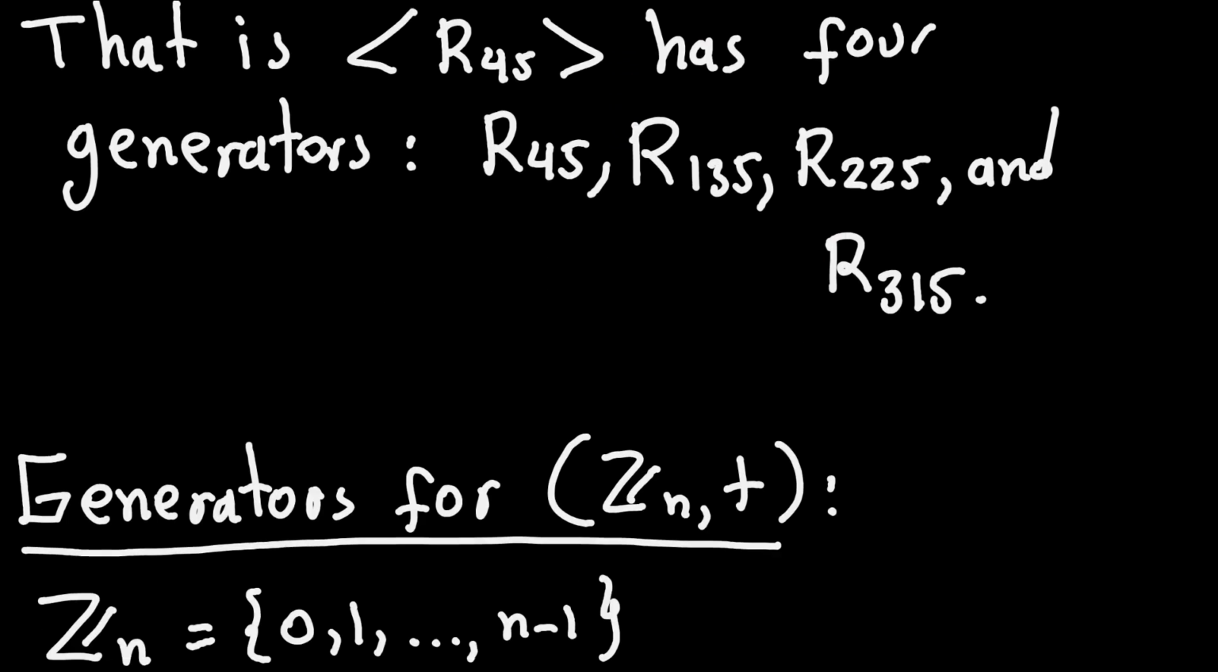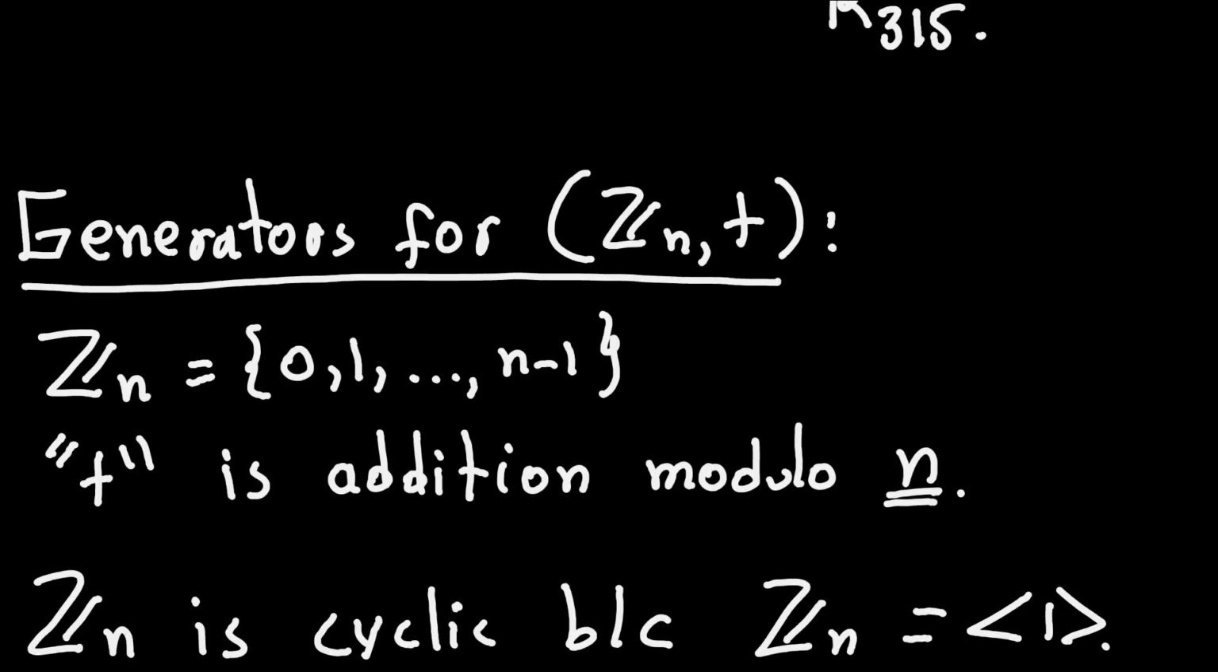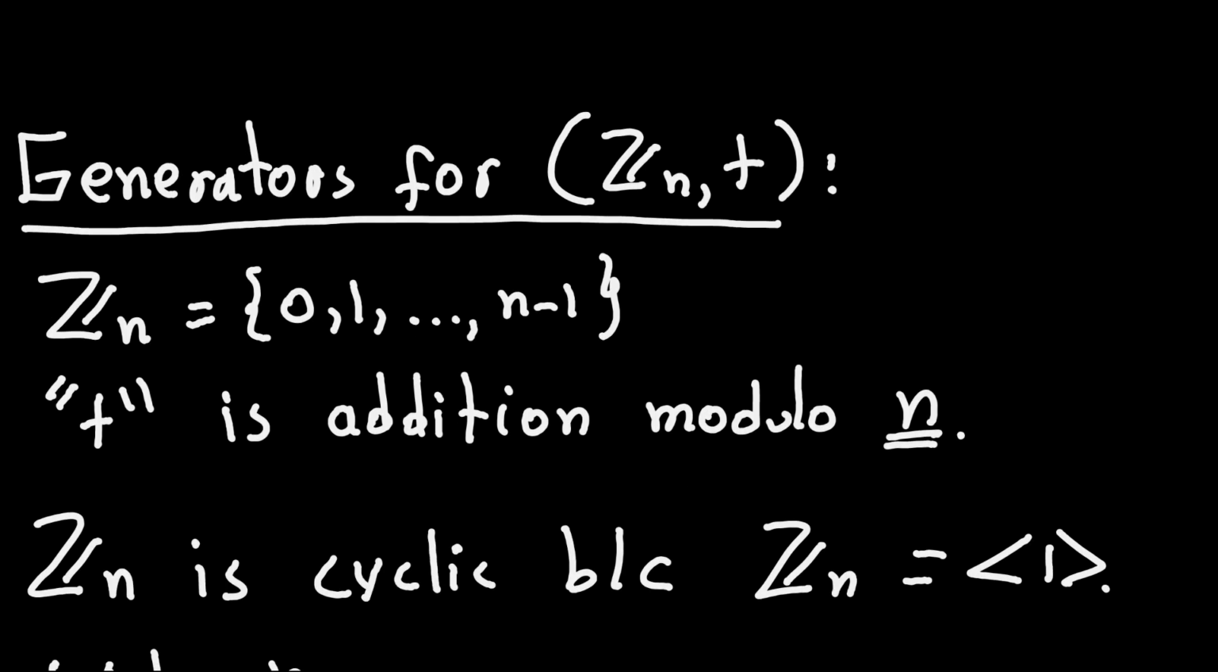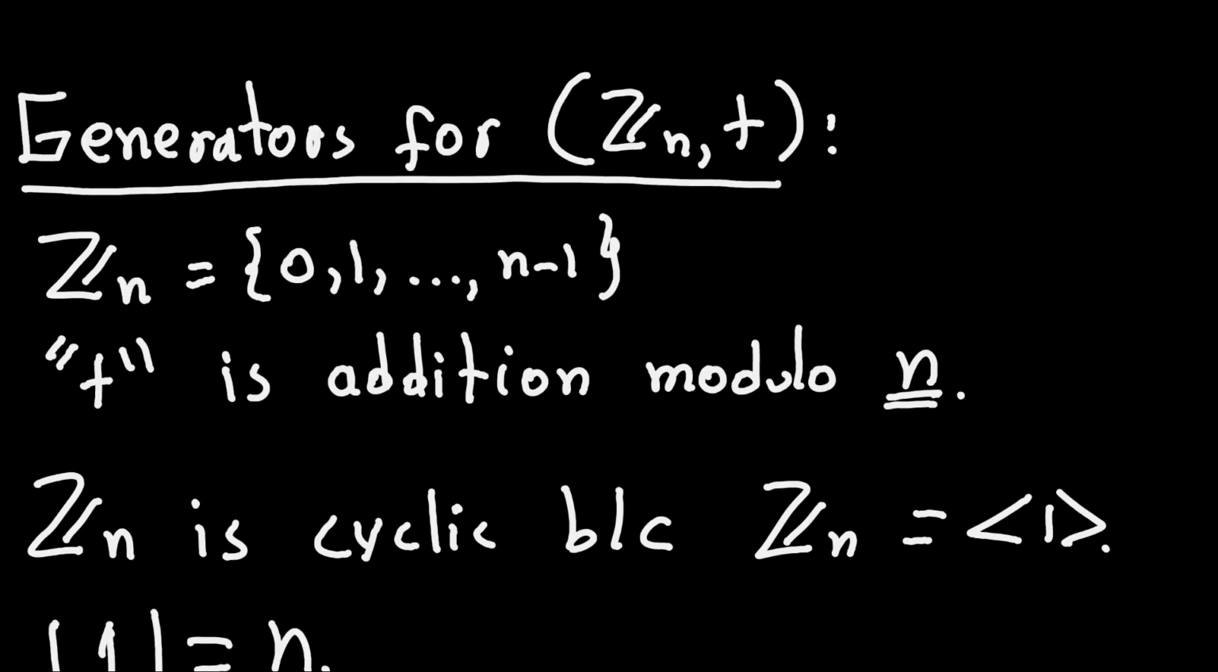Now, this is going to be the last example I'm going to cover for this video lecture, the generators of Zn with addition. This is a group we have seen before. What is Zn? It is all the numbers from 0 to n minus 1. Or you can also think of it as all the possible remainders when you divide by n. So when you divide by n, the possible remainders will be 0, 1, up to n minus 1. You cannot get remainder n, because if you divide by n, the remainder has to be strictly less than n. And the binary operation here is addition modulo n.